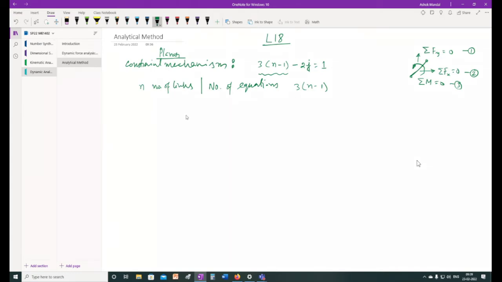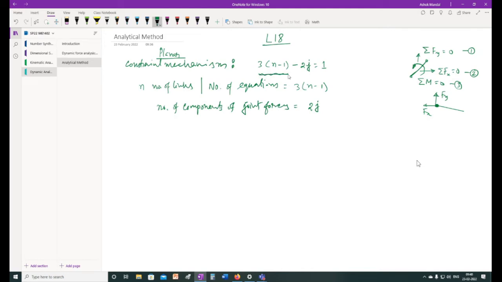Now, how many components of joint forces are there? At each joint, there are 2 components of force. If you remember, any force can be represented by its 2 components, one along the x direction and another along the y direction. So any joint has 2 components of force. If there are j joints, then you have 2j joint force components, right?